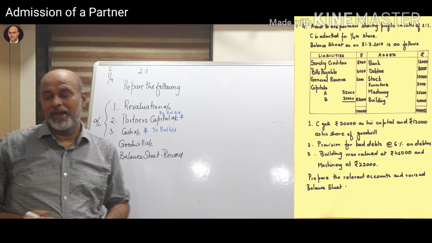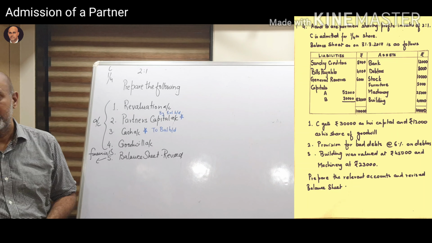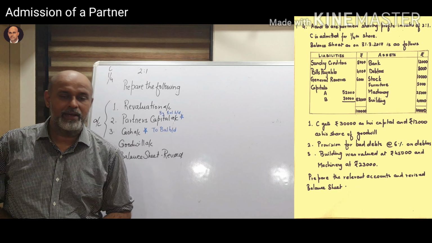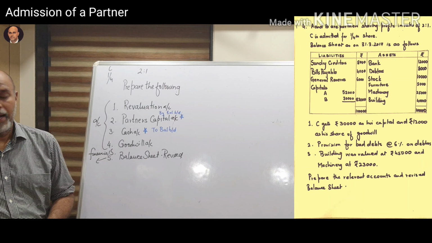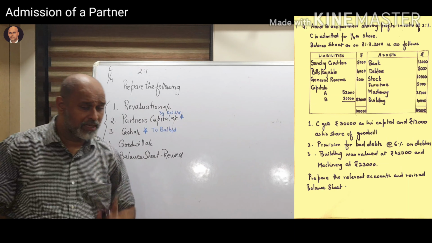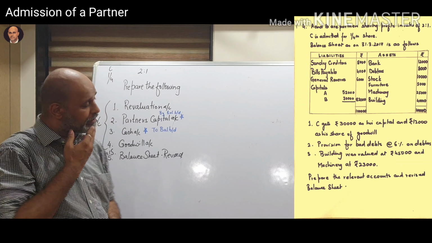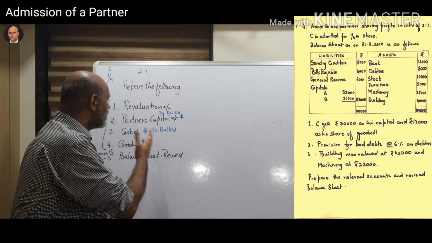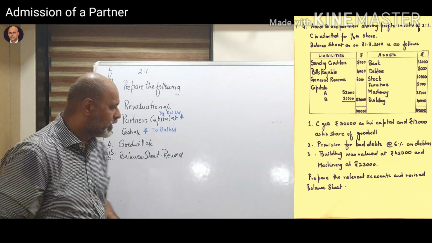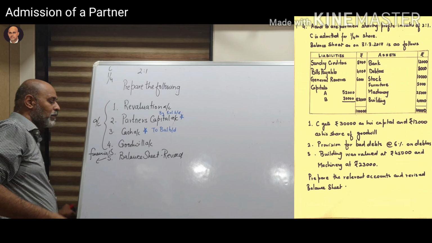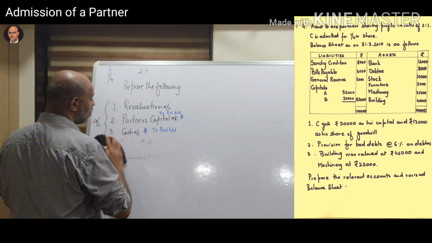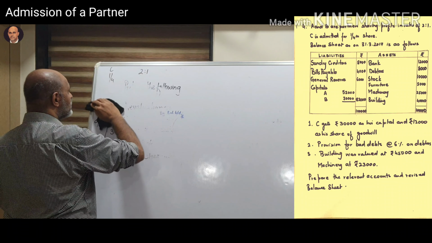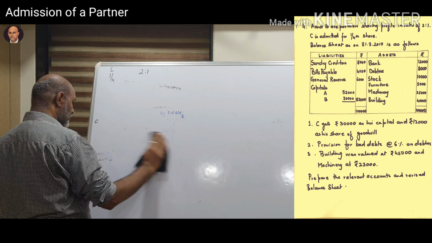So cash or bank account, whichever is there. In this case, there's a bank account, so you write bank account 12,000, and in the capital you put down 52,000 and 30,000 respectively. So this part gets over. Then we go to the next part. It is important that you follow these steps properly.